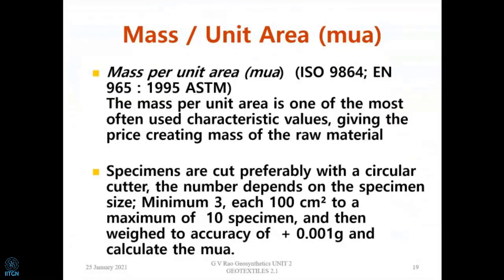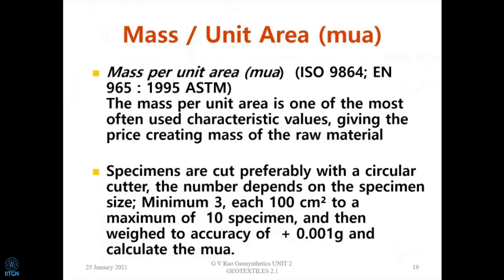So the definition of mass per unit area, which is expressed normally in grams per square meter, which is usually called GSM. So the mass per unit area is one of the most often used characteristic values, giving the price-creating mass of the raw material. What do you mean by this now? In a given range of products, that means if you think of a needle-punched normal geotextile now, higher the mass per unit area, higher is going to be the cost. Why? Because that much mass is going to be there, the raw material in the product, in the specimen you're going to have now.